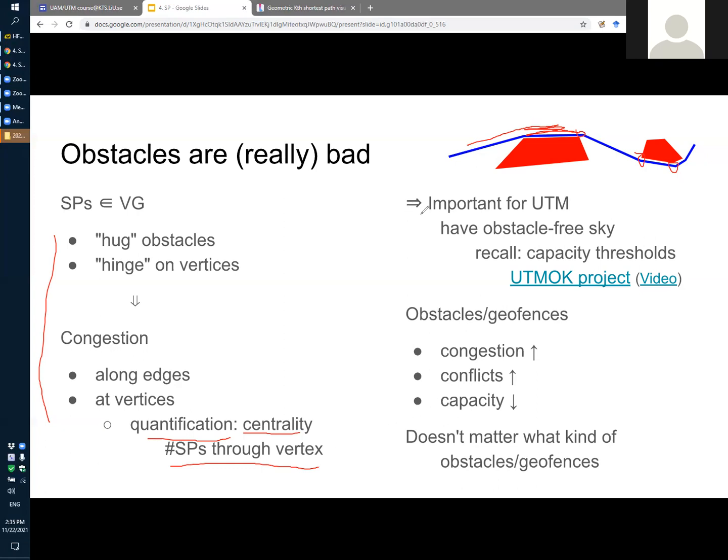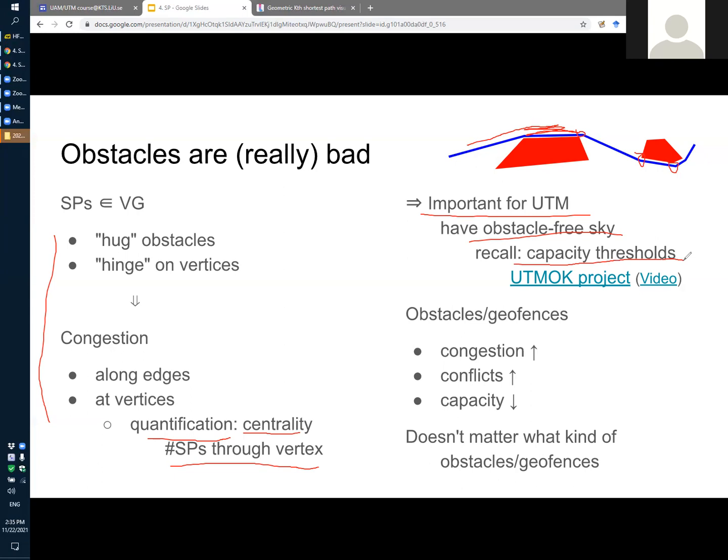One is that, of course, for UTM it's really important to have obstacle-free routing. Direct routing is good in terms of efficiency, but it's also good in terms of safety. And where you have the congestion, there you have higher probabilities of collision, loss of separation, DAA, detect and avoid, conflict resolutions, and all these other things that you don't want to see.